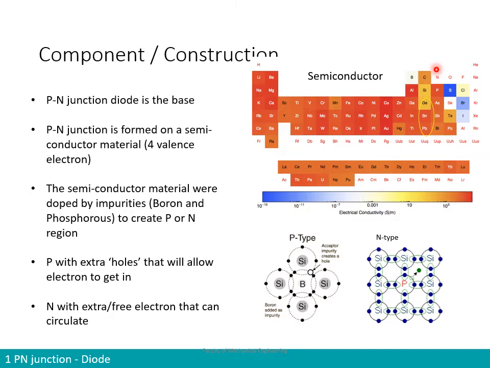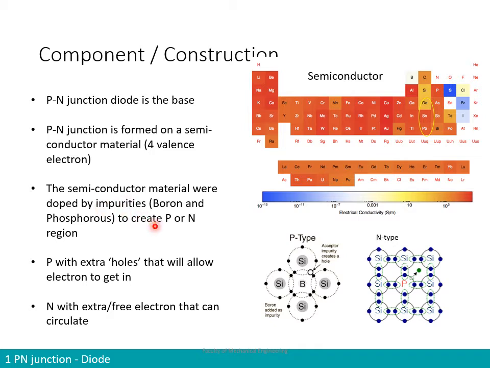So then we have also the component in the middle, in orange color. Basically, the component in this line has 4 valence electrons, and the components we use the most for semiconductors are Si and Ge, which is silicium and germanium, right? So the semiconductor material, silicium and germanium, what do we do with them?